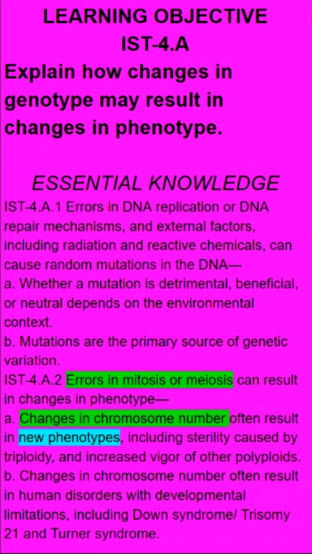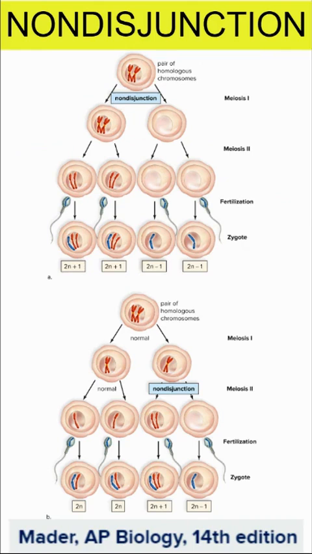Errors in cell division can change the chromosome number and result in new phenotypes. So we talk about nondisjunction, and nondisjunction can happen at different places in metaphase within meiosis 1 or meiosis 2. And ultimately that can result in differential numbers of chromosomes. So through fertilization, we can have monosomy or trisomy, where they should be diploid.